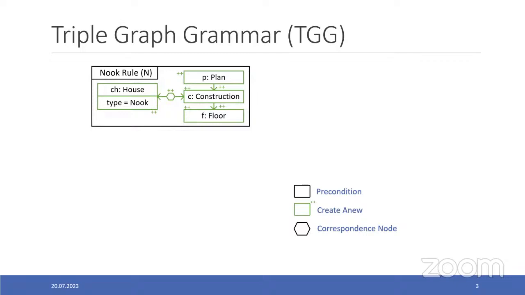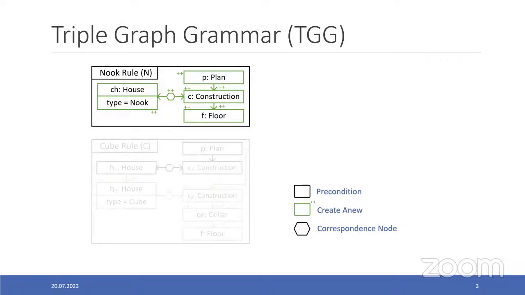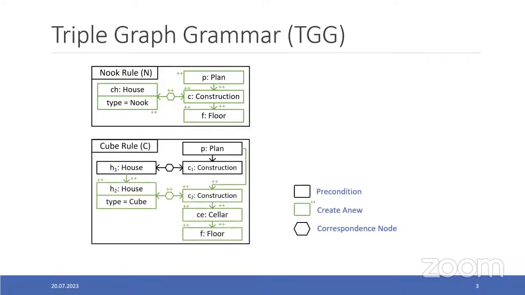And this rule states that you can create a new row of houses. That means that the first house always has to be a Nook house. And what you have to do on the other side, in the target model, is create the plan first and a construction for this Nook house. And apparently every Nook house only consists of the floor. So it's quite easy. And if you have done that at least once, you can apply something like this cube rule.